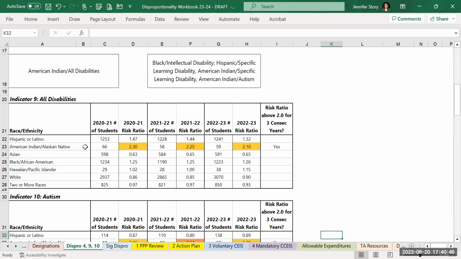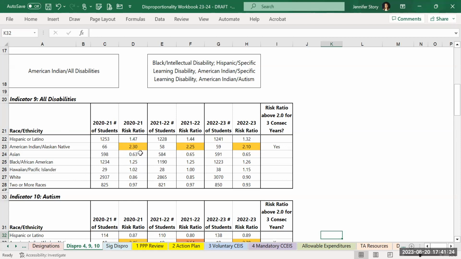Just scrolling down, one thing to remember with risk ratios is that you're really looking for anything that's over a 1.0. A 1.0 means that particular group has the same chance of being identified in that category as students from all the other race ethnicity groups. When you start to see numbers over 2.0, those students in that group are more than 2 times more likely to be identified as being in need of special education as students from all of the other race ethnicity groups.